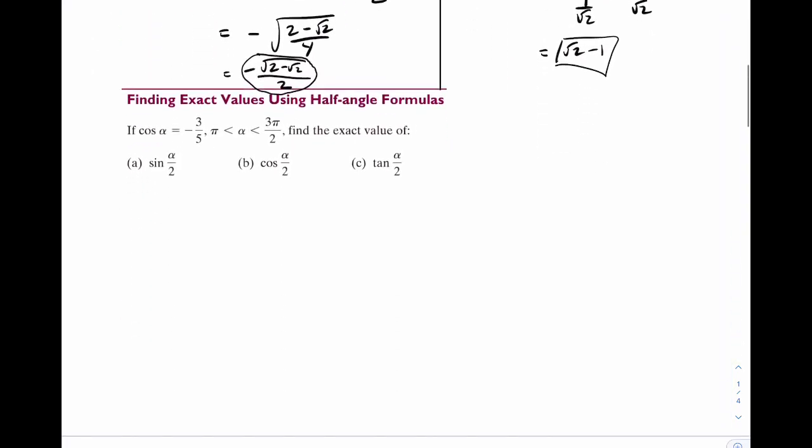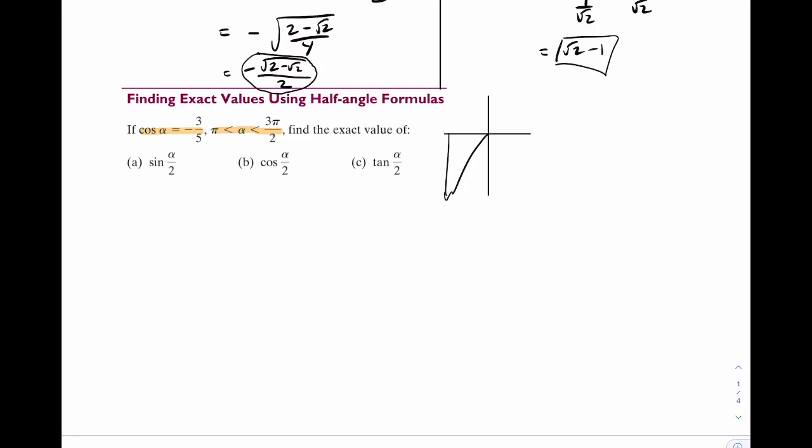Last example. So we look at this, hopefully you recognize this kind of setup. Cosine of alpha is negative 3/5. Alpha is between pi and 3 pi over 2. This is clearly a triangle problem. So let's draw a triangle. It must be in quadrant 3 because it tells us that. So let's draw a quadrant 3 triangle right there. That's alpha. This is negative 3, 5, that must be -4. And there's our triangle. Now sine of alpha over 2.